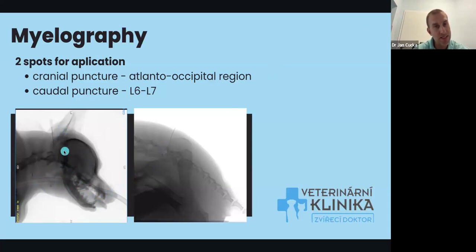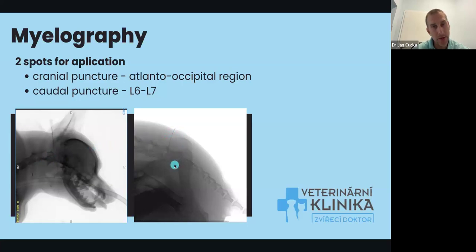So this is the protuberantia occipitalis externa. This is C1, and there is the cisterna magna here, and you can see on the top there is a needle. We have to be careful with going through the channel, because we don't want to go through the spine with the needle.